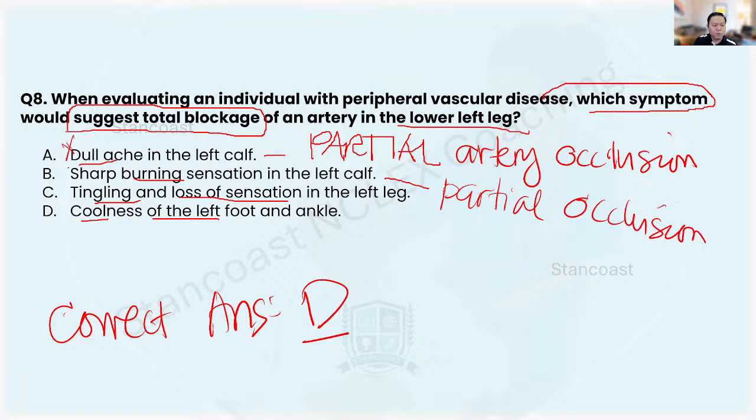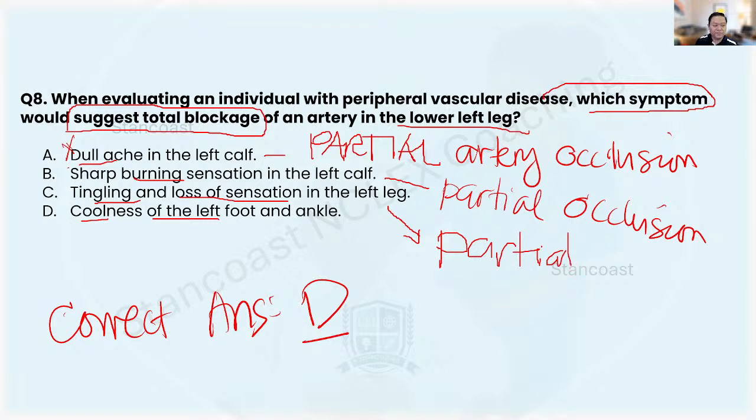Okay, what about letter C? Tingling and loss of sensation in the left leg. Well, the tingling itself is also incorrect because this is going to be caused by a sensory nerve involvement, and this is associated with reduced blood flow. Again, this is not a complete obstruction, so this is also going to be partial.